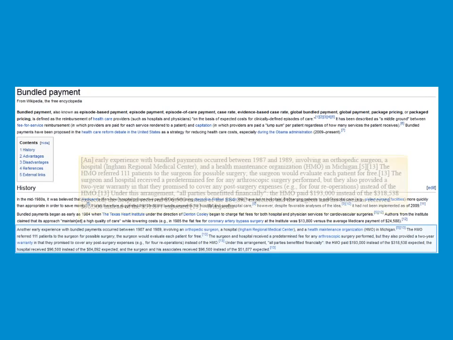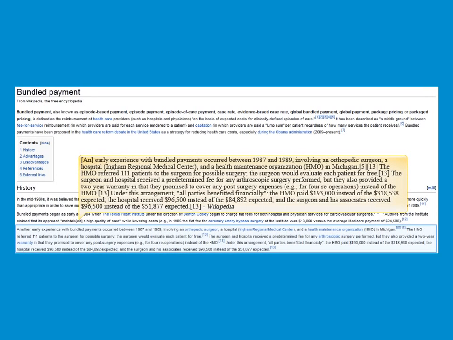According to Wikipedia, an early experience with bundled payments occurred between 1987 and 1989, involving an orthopedic surgeon, a hospital, and a health maintenance organization in Michigan. The HMO referred patients to the surgeon for possible surgery. The surgeon would evaluate each patient for free. The surgeon and hospital received a predetermined fee for any surgery performed, but they also provided a 2-year warranty promising to cover any post-surgery expenses instead of the HMO. Under this arrangement, all parties benefited financially.